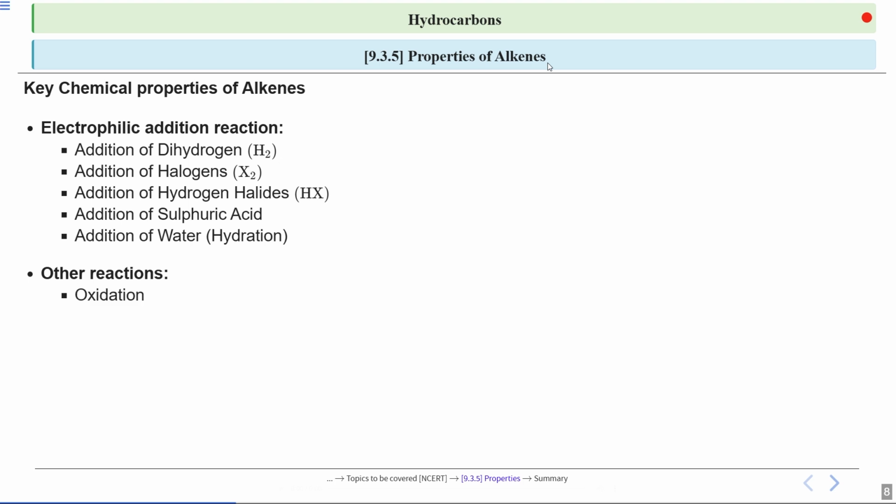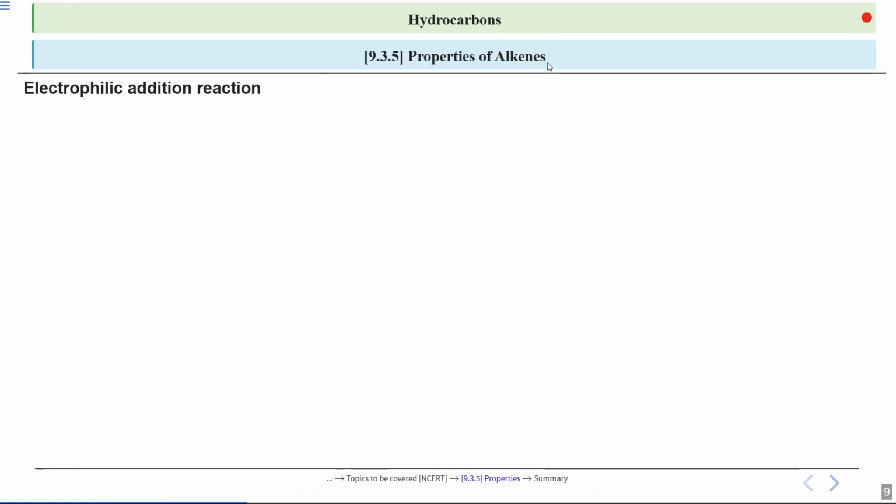Now these are the first set of reaction, and we have some another set of reaction which are specific. First one is oxidation, which is basically the increase in oxidation number of carbon. Then we have ozonolysis, which is reaction with O3 or ozone. And lastly, we have polymerization, where certain single units combine to form a bigger unit. Got it? So let's start with this first electrophilic addition reaction, which is addition of dihydrogen or H2.